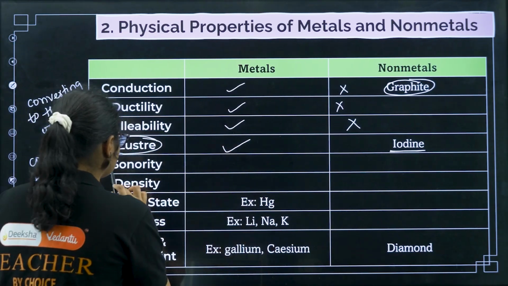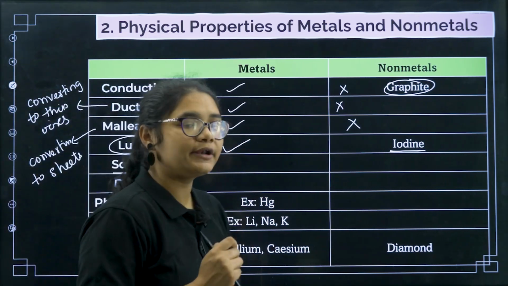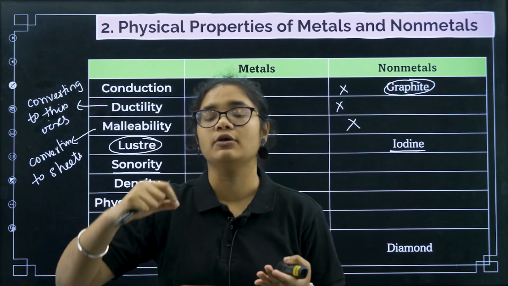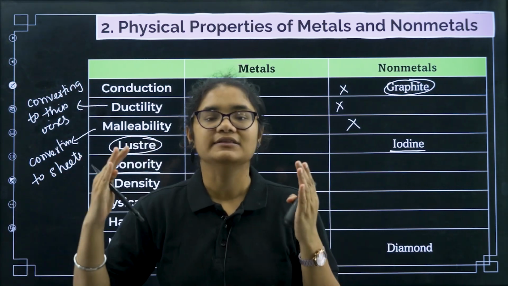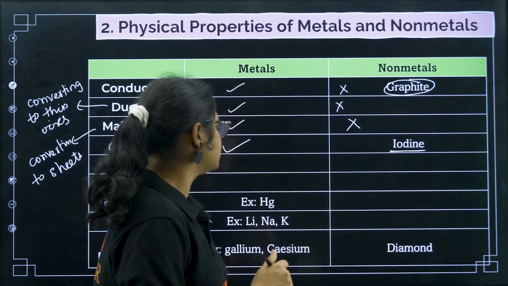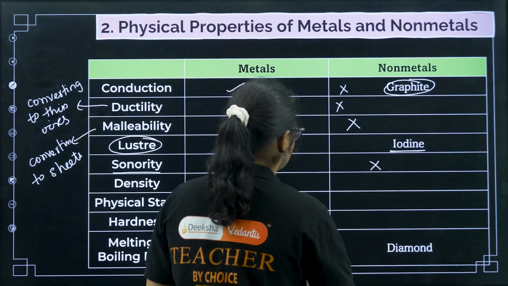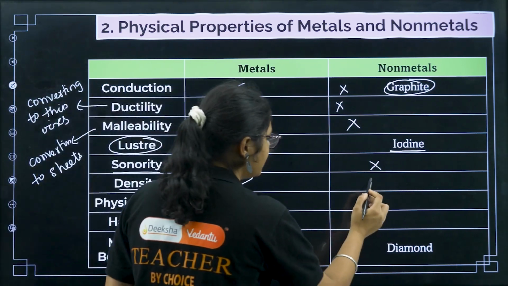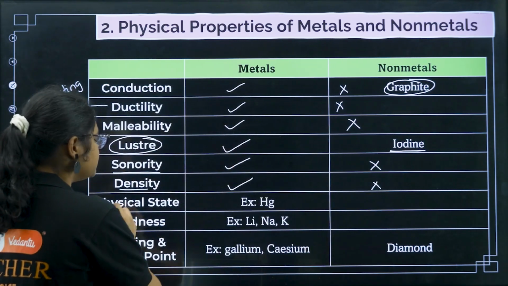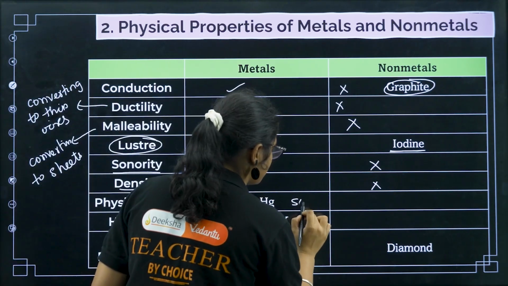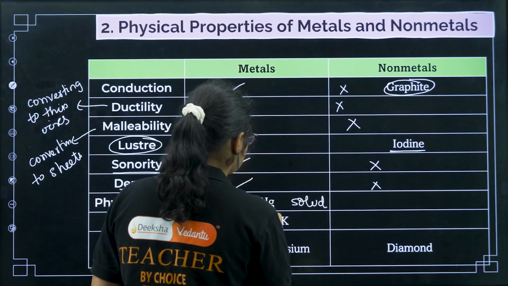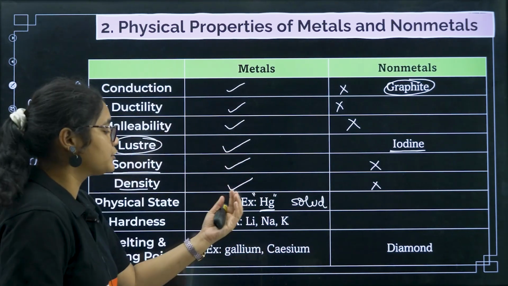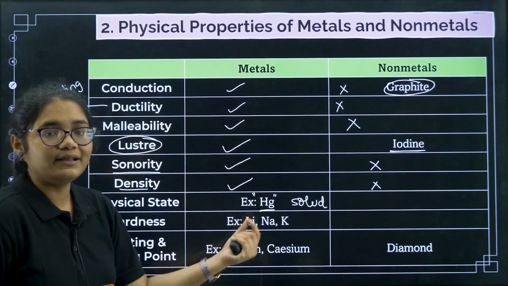Next, coming to sonority. Sonority means when you hit a substance, you can hear a ringing sound. Metals are sonorous and non-metals are non-sonorous. Now density: metals have high density, non-metals have low density. Physical state: generally metals are solid, but here also we have an exception. Mercury is a metal but it is liquid in state.